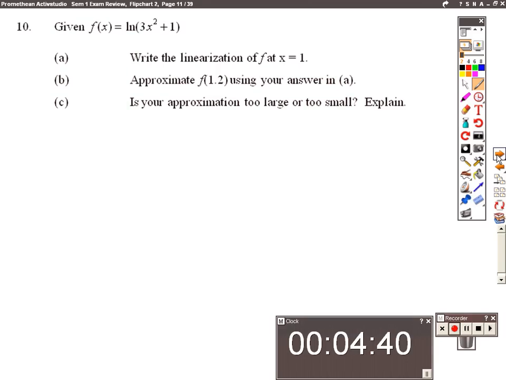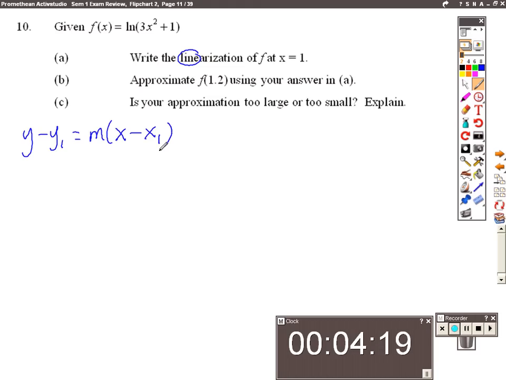Problem number 10, this is very recent. We're doing linearization, and remember in calculus, well, first of all, linearization, the root word is line, and in calculus we are obsessed with tangent lines. So really all they're asking us to do here is to find the equation of the tangent line to this function at x equal to 1.